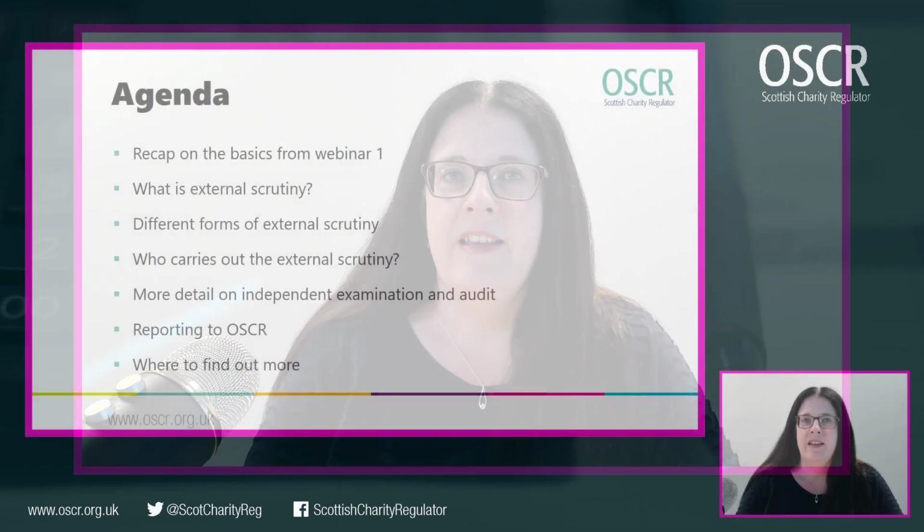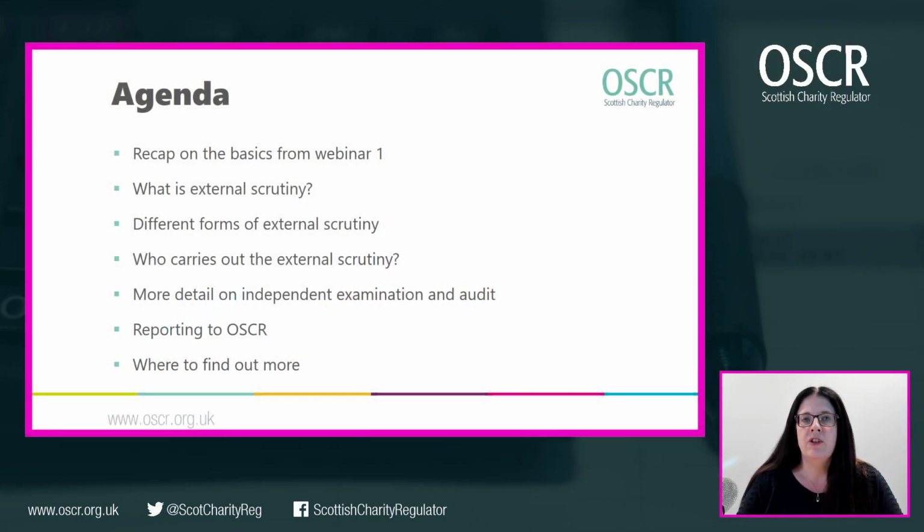Our agenda for today then. First of all, we're going to start with a recap on the basics about charity accounts, which takes us right back to the material that we covered in the first webinar in this series. After that, we're going to start to look specifically at what external scrutiny actually is and the different forms it can take. We're then going to move on to look at who actually carries out the external scrutiny, and then I'm going to cover a bit more detail about the two forms of scrutiny, that is independent examination and audit.